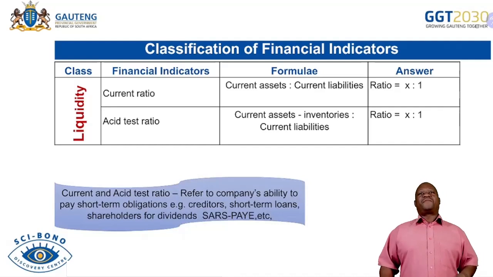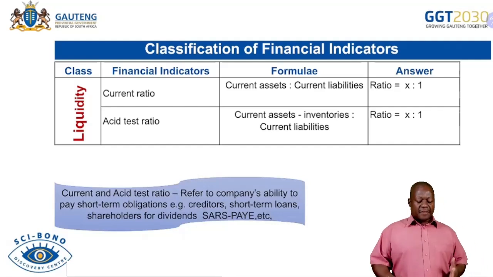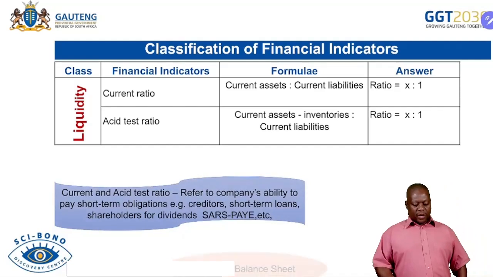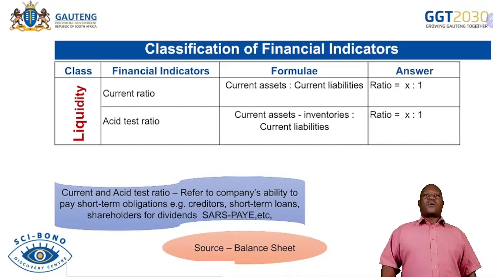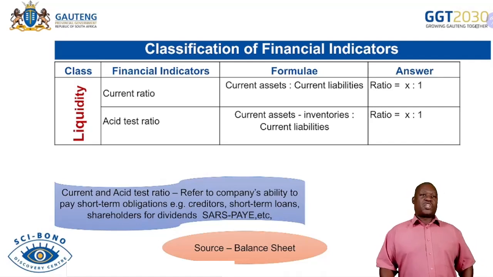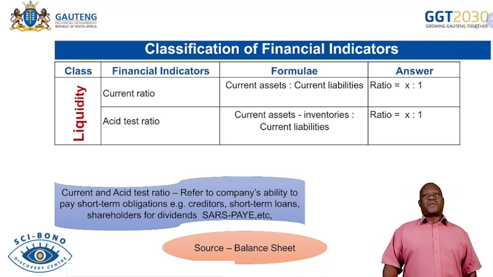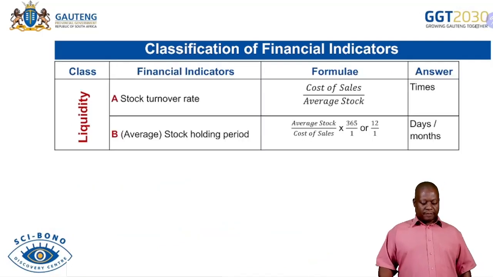We are going to definitely use our current assets. So that's the basis on which we are going to be calculating our current and acid test ratio. And then where do we get information for us to be in a position to complete these two ratios? We definitely get this from the balance sheet, because that's where we are going to have our current assets from, and that's where we can also get our current liabilities from.